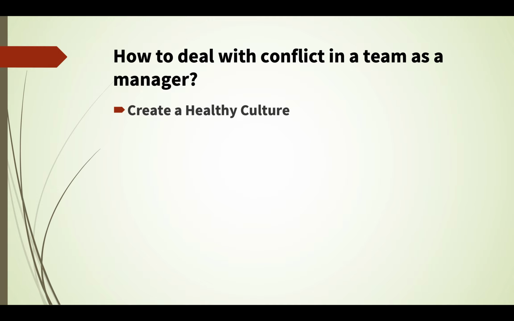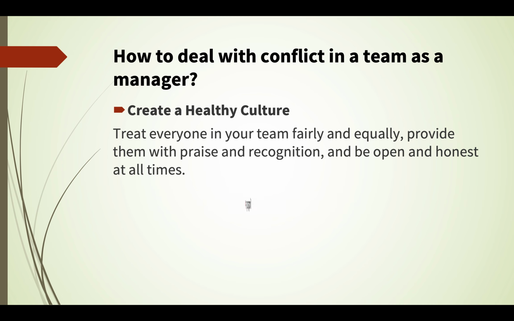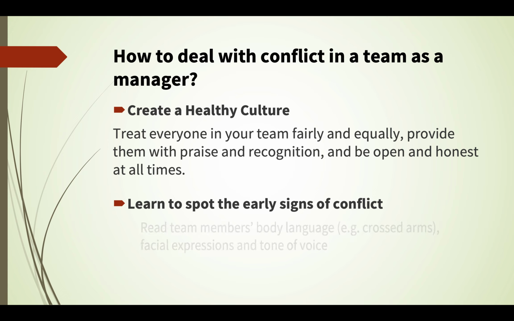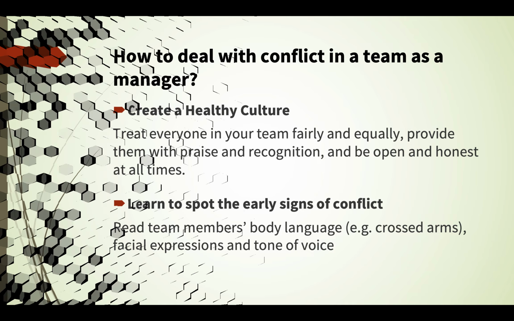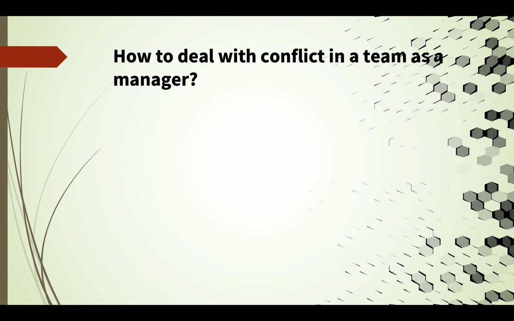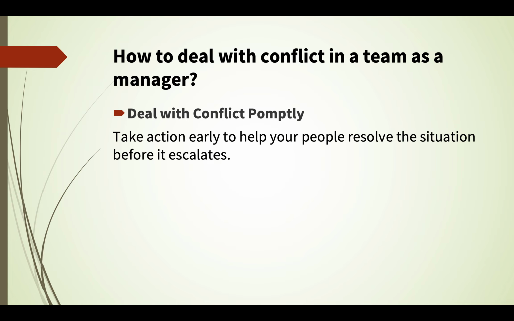First thing is creating a healthy culture. Treat everyone in your team fairly and equally. Provide them with praise and recognition and be open and honest at all times. Second point, learn to spot the early signs of conflict. Read the team member's body language, for example, the facial expression, tones of voice, and other characteristics and details in the face. The third point is deal with conflict promptly. Take action early to help your people resolve the situation before it escalates.